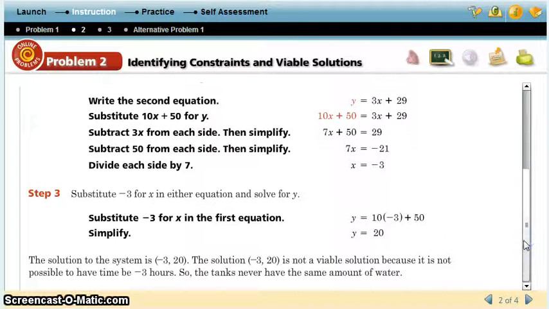Now, some of you may be thinking, well, if we went backwards in time, say we started at noon and we had 50 and 29 gallons, maybe 3 hours prior to that, they had the same amount of water. You could possibly come up with an argument for that, but what we're discussing here is at our starting point of 50 and 29, moving from that point forwards, will they ever have the same amount of water? And they won't. So even though you have a solution, it is not a viable solution. So therefore, you can conclude that your tanks are never going to have the same amount of water.